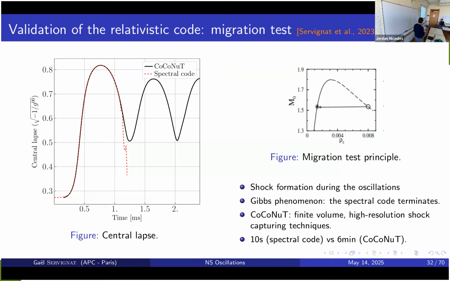And another important point is that this is a highly general relativistic configuration, so solving for the metric supposedly takes a lot of time. The spectral code will take 10 seconds to reach this point, while the CoCoNuT code will take minutes. So you see, a lot of time gained.